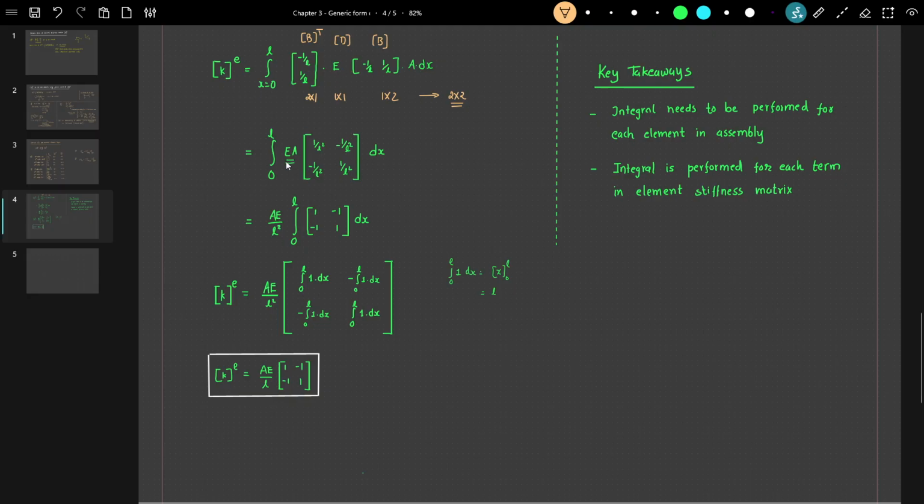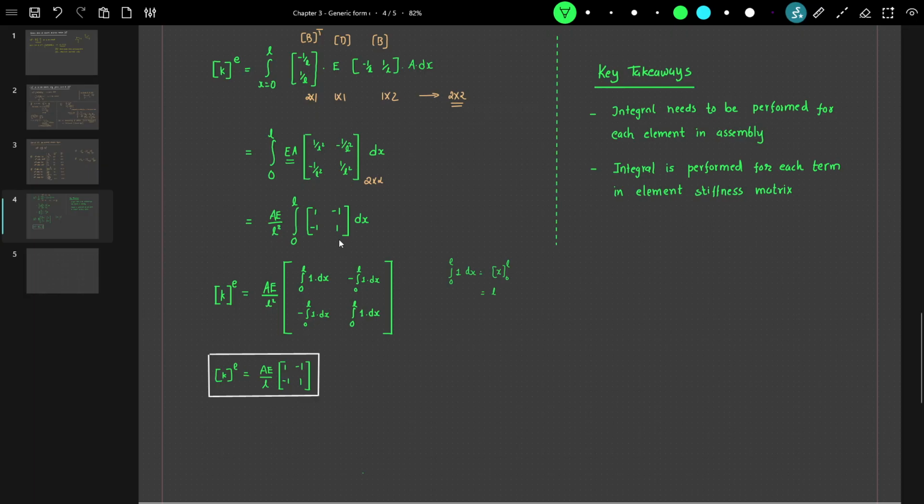Let's take it as a linear elastic material. So E is constant, and A is also constant. Multiplying this matrix with this, we get 4 terms in a 2 by 2 matrix. So this is 1 by L square, minus 1 by L square, minus 1 by L square, and 1 by L square. Let's simplify this. We get A by L square, which we will take out, and inside we have 1, minus 1, minus 1, 1.